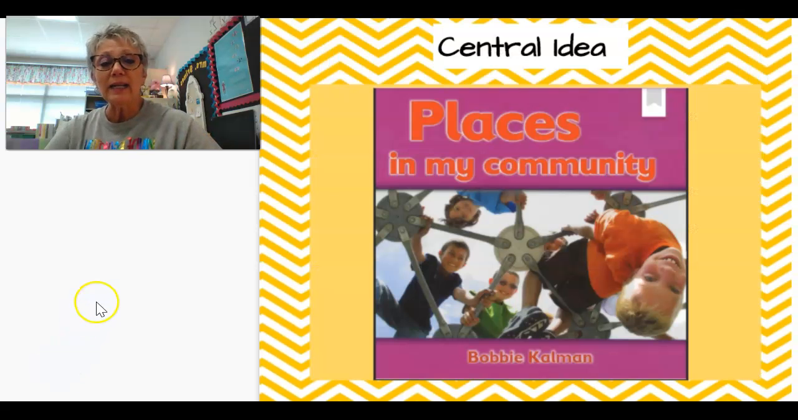This week we are reading the informational text called Places in My Community. Look at the picture on the front cover. You can see it's a real picture, it's a real photograph, it's not a drawing. And the title is called Places in My Community, and that gives us a hint about what the text is going to be about.